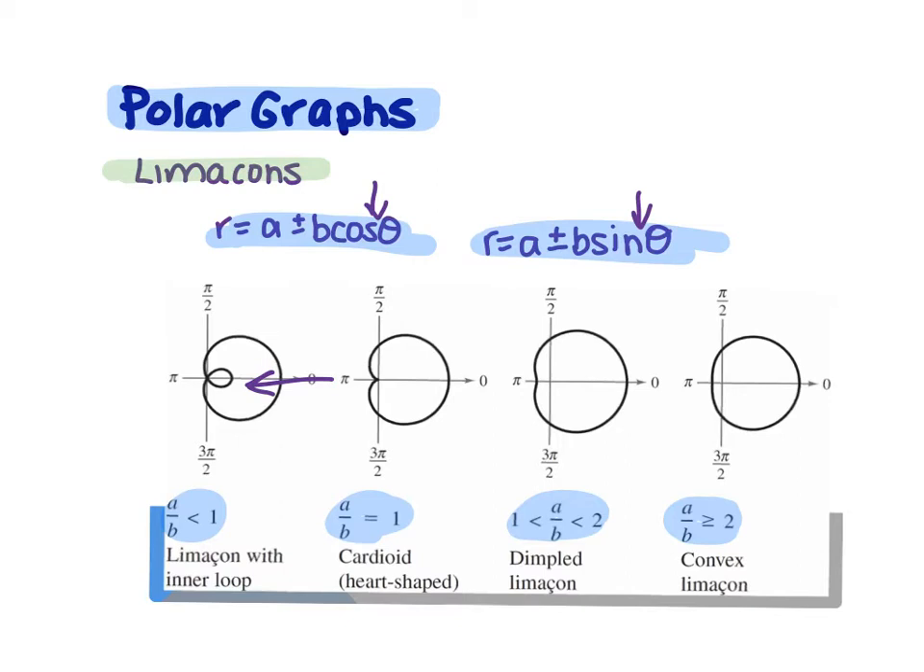So if it's a 1, it's a cardioid, which is the heart shape. If it's in between 1 and 2, then it's the dimpled limaçon, which has that kind of curve. And then if it is greater than or equal to 2, it's convex, where it has that flat side.